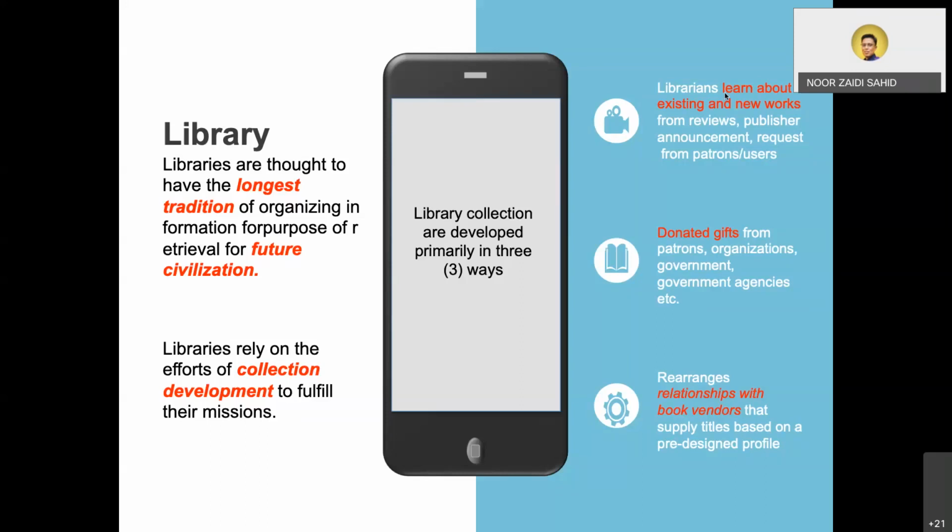And then number 3, arrange relationships with book vendor. Book vendors that supply title based on pre-designed profile. For number 3, dia yang ini dia specifically for the rare or unique collections. Rare and unique collection. For example, that library may be specifically for medical collection or for medical faculty. So bahan yang ada dalam tu mostly on medical aspect or medical collection.